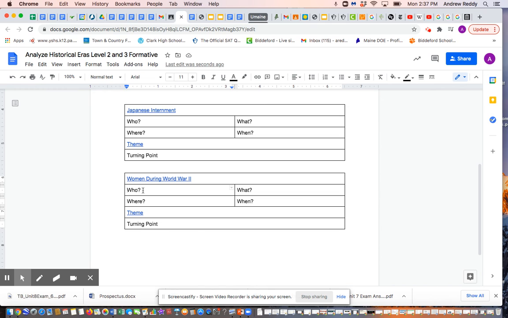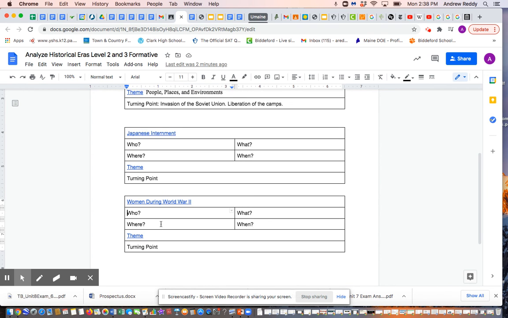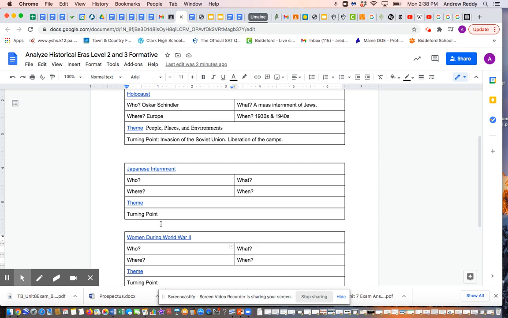Who's an important person? What was the role of women during World War II? Where did it occur? When did it occur? Connect it to a theme. And what was one of the changes that was brought about by the fact that women were actively involved during World War II? So hopefully that will help to clarify what it is you need to do for this particular assignment.